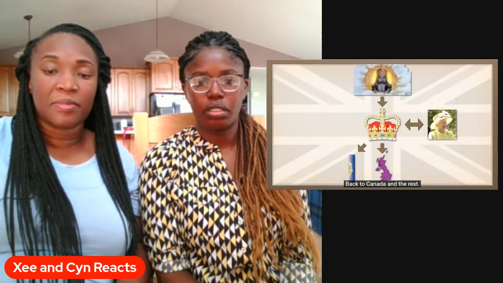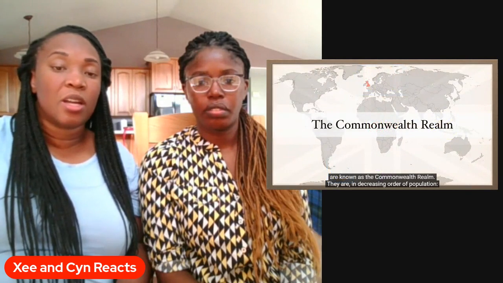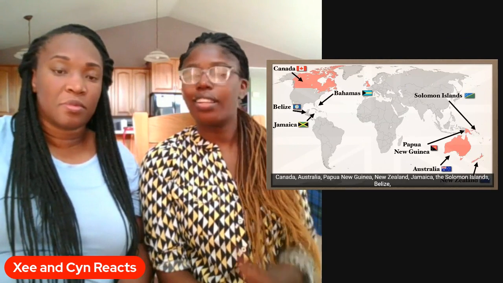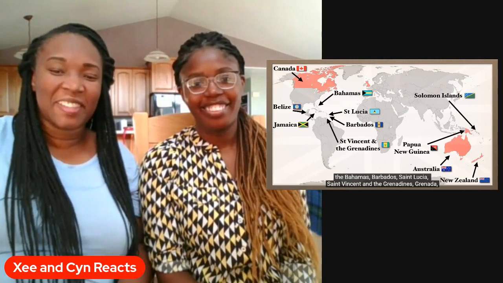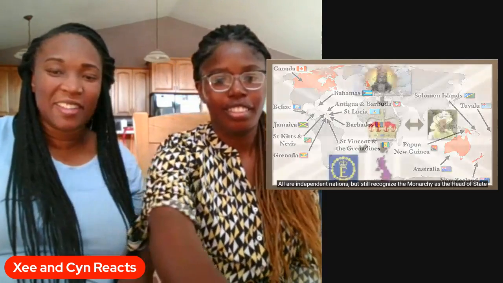Back to Canada and the rest. The former colonies that gained their independence through diplomacy and continue to recognize the authority of the Crown are known as the Commonwealth realm. They are, in decreasing order of population, Canada, Australia, Papua New Guinea, New Zealand, Jamaica, the Solomon Islands, Belize, the Bahamas, Barbados, St. Lucia, St. Vincent and the Grenadines, Grenada, Antigua and Barbuda, St. Kitts and Nevis, and Tuvalu. All are independent nations, but still recognize the monarch.